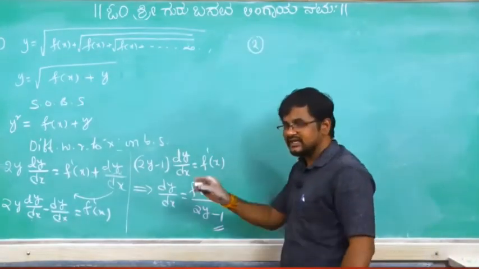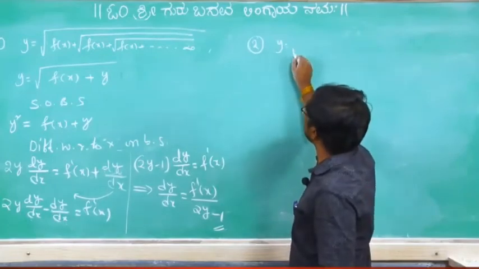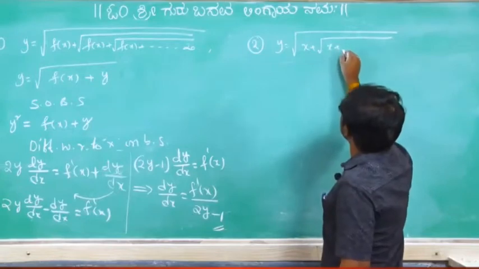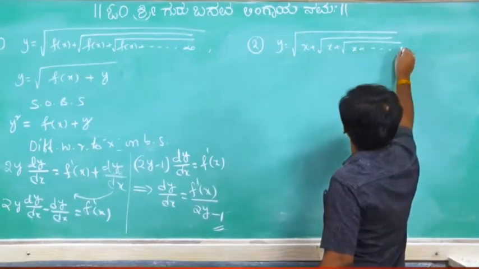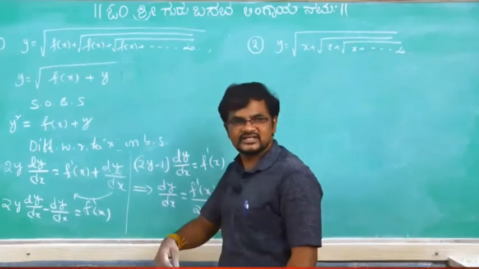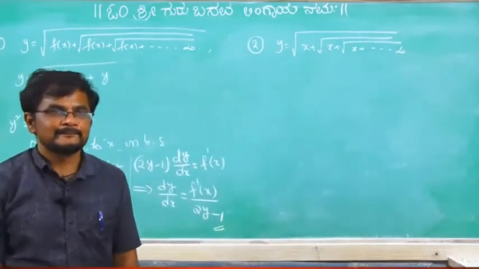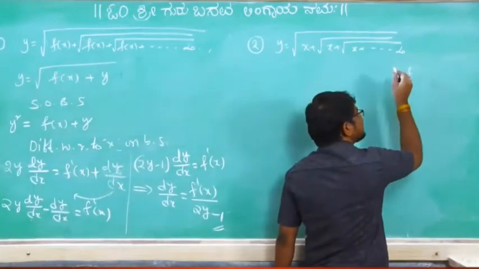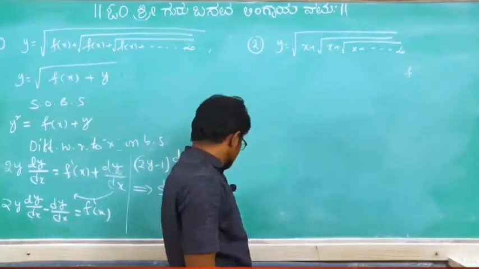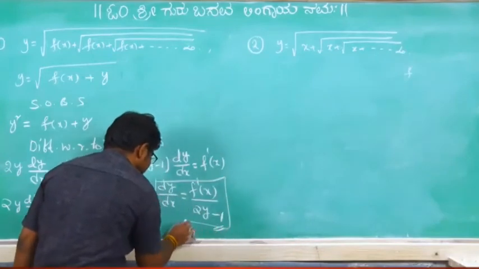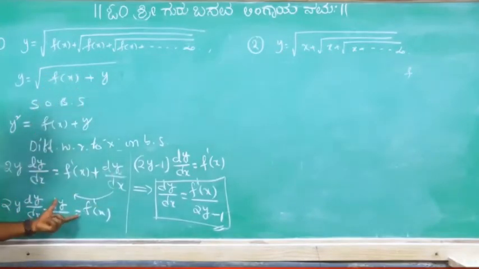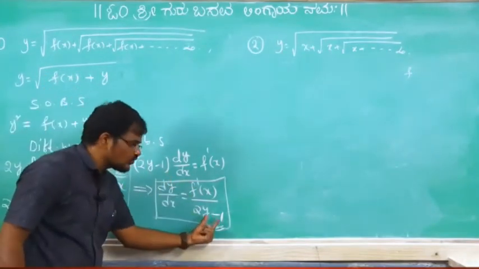Second one. Based on this one, I will take one example. Root of, suppose they give x plus root of x plus root of x up to infinity. Now identify what is the answer. Suppose in an entrance exam they give this, you can directly apply this formula, f dash x by 2y minus 1. In theory, if they give it, you have to solve it like this.